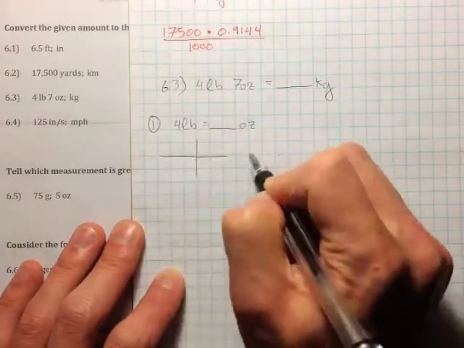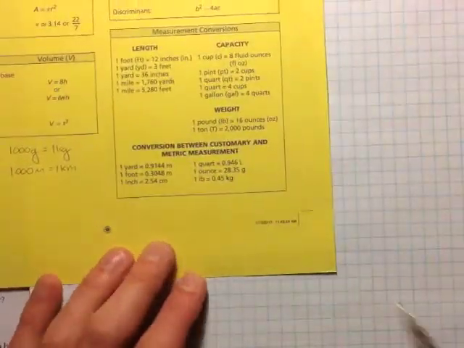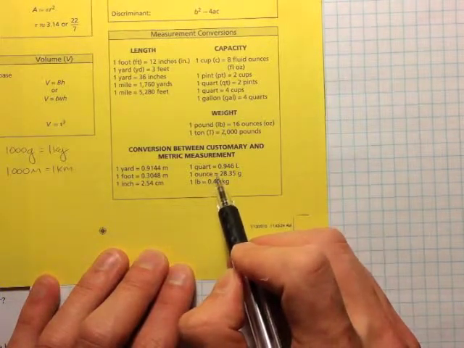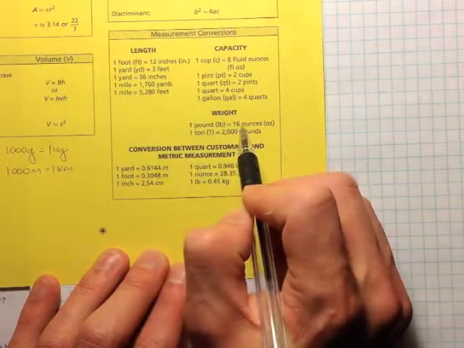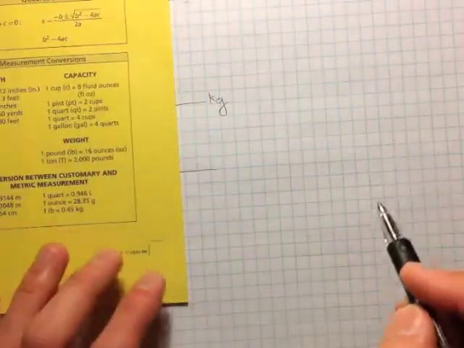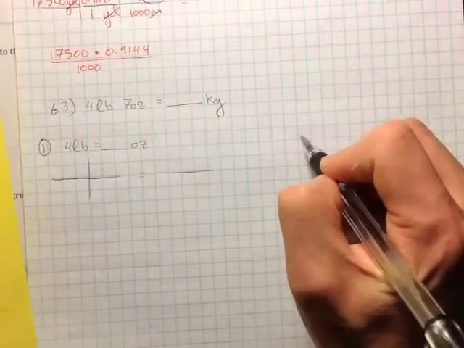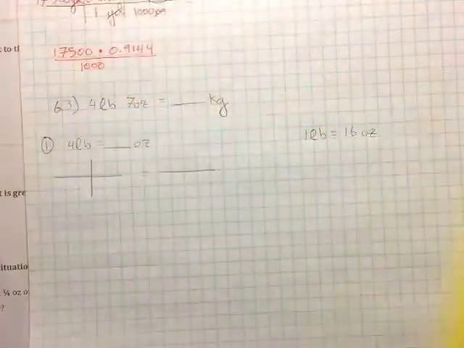So we're going to need a train track. Now, let's use our handy dandy best friend. Let's see here. What are we going to need to use? We have pounds, we want ounces. Where is this? Oh, right here. 1 pound is equal to 16 ounces. So I'm going to write that out. Whoops. That was accidental. Don't worry about it. 1 pound is equal to 16 ounces. Okay?